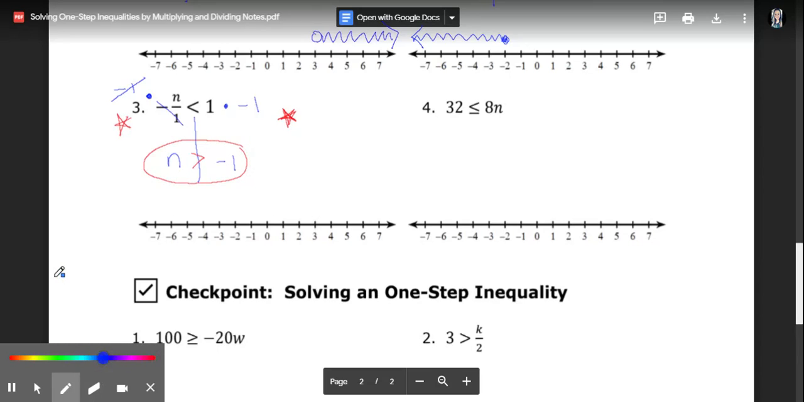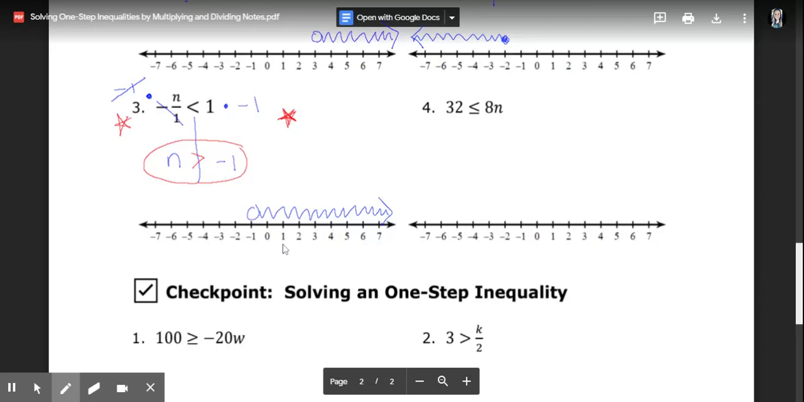To graph, I'm going to put an open circle on negative 1. I can't include it because it's not equal to. And based off my answer, I'm looking for numbers that are greater than negative 1. Greater always goes to the right. These are my bigger numbers. So all the way through with an arrow on the end.